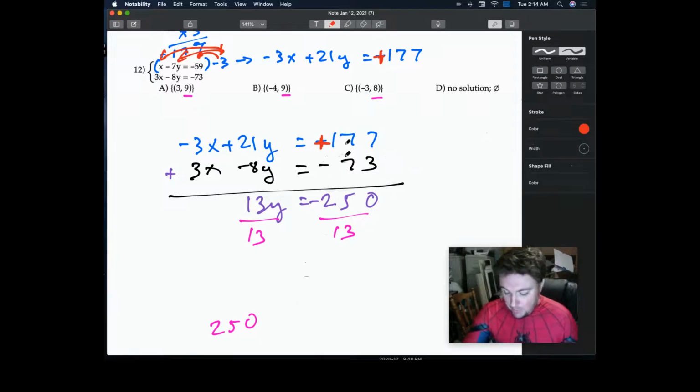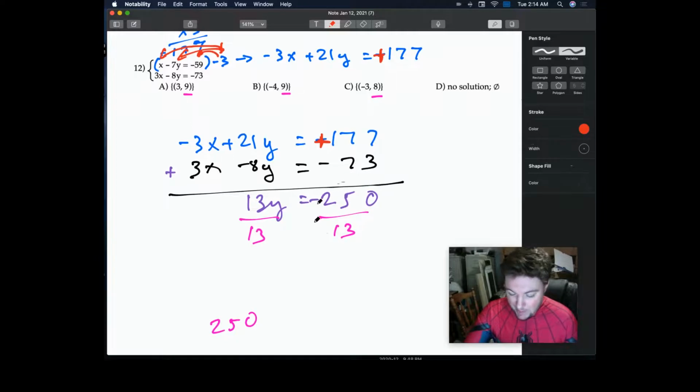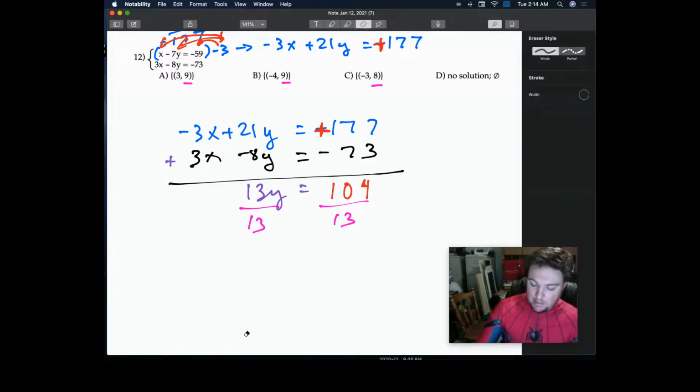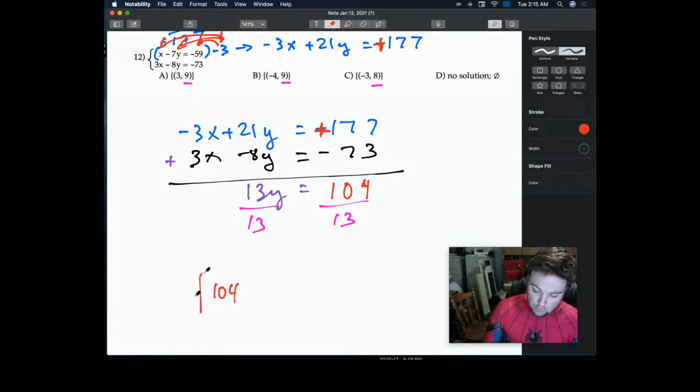So what's going to happen here? Now we're doing 177 minus 73, which is not going to be negative 250, right? So we're going to erase this because it's not negative 250. We're going to subtract 177 minus 73. This is going to give me 4. This is going to give me 0. This is going to give me 1. So now I'm going to do 13 into 104, which isn't nice, but it's doable. So let's do that. 104 divided by 13.